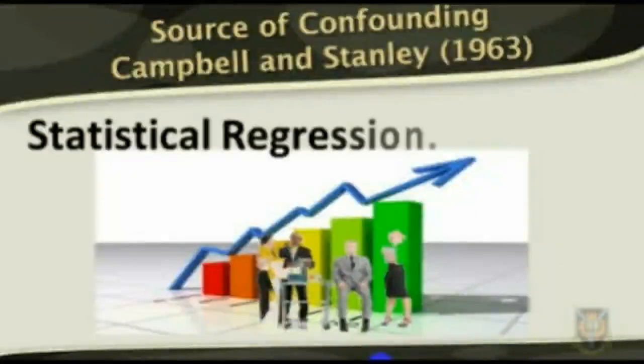5. Statistical regression. This threatens internal validity when participants have been selected based on extreme scores on some measure. When measured again, scores will tend to be closer to the average in the population. Thus, if students are targeted for a special reading program based on their unusually low reading test scores, they will tend to do better on average on retesting, even if the reading program has no effect.